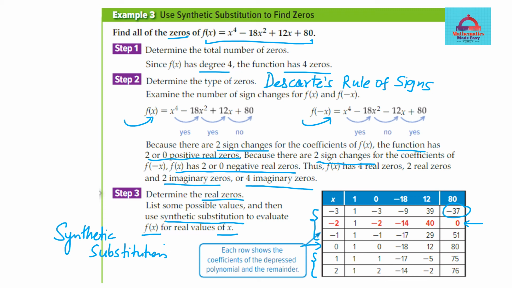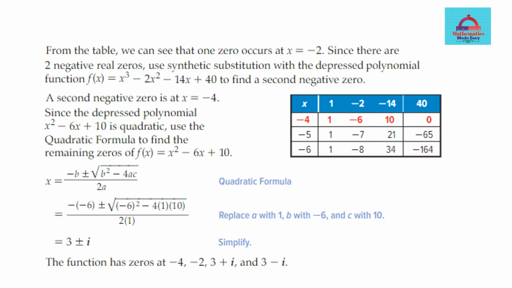And I hope you all can observe the red row where x equal to negative 2. So in this case, the remainder after doing the synthetic substitution has come out to be 0. So that tells you that x equal to negative 2 is one real solution. Okay, so from the table, it's quite clear that 0 is occurring at negative 2. So since there are two negative real zeros, we use synthetic substitution with the depressed polynomial that you got at this step. So it was x cubed minus 2x square minus 14x plus 40.